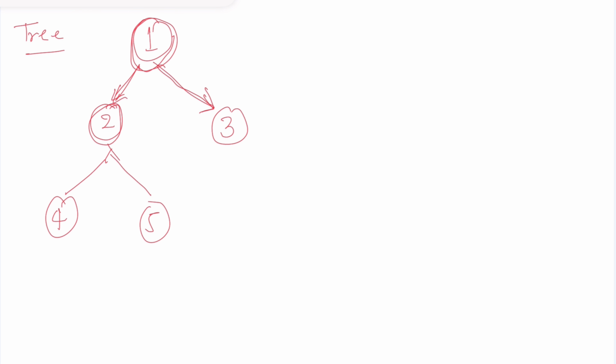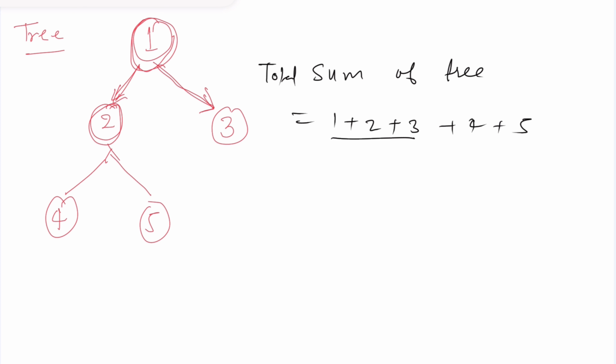Let's suppose this is the given tree. Can I say, if I want to find the sum of this tree, the total sum of the tree, is 1 plus 2 plus 3 plus 4 plus 5, and in total it will give 15, right? So the total is 15. Now let's try to cut an edge, so let's start here.